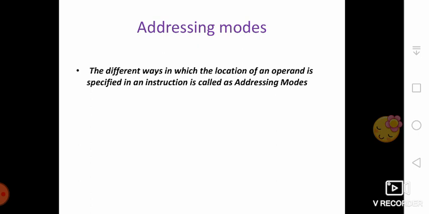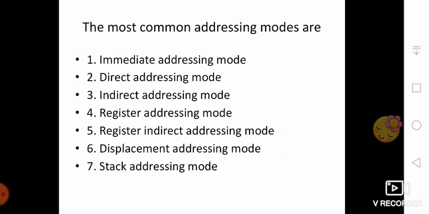One or more bits in the instruction format can be used as a mode field. The value of the mode field determines which addressing mode is to be used. The effective address will be either a main memory address or a register. The most common addressing modes are immediate addressing mode, direct addressing mode, indirect addressing mode, register indirect addressing mode, displacement addressing mode, and stack addressing mode.